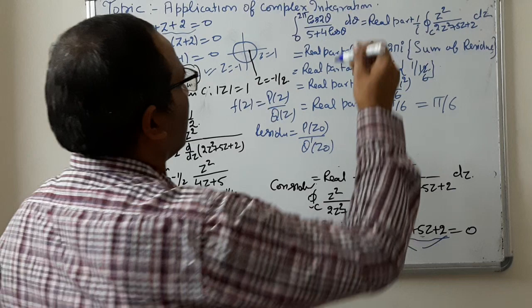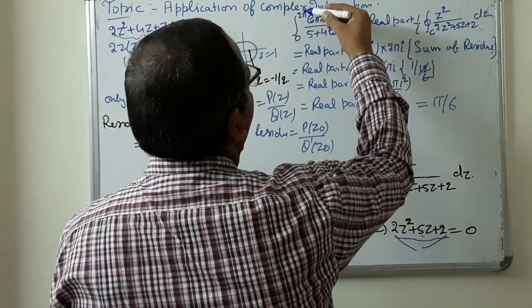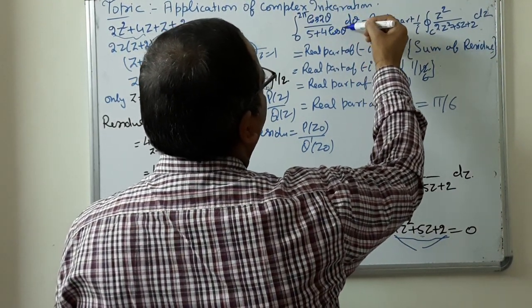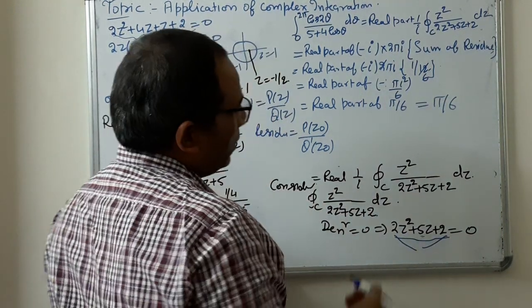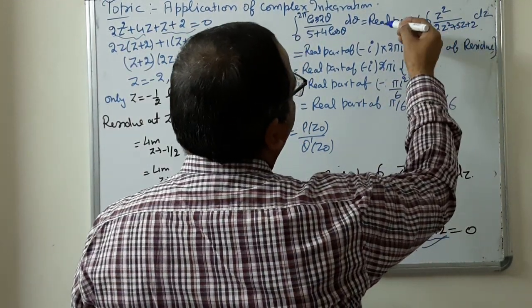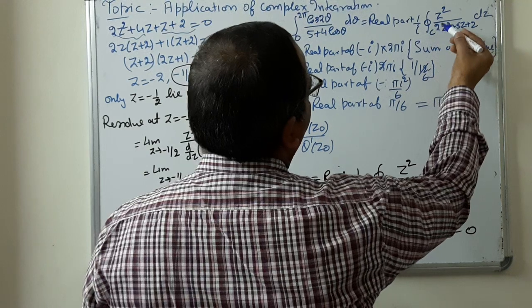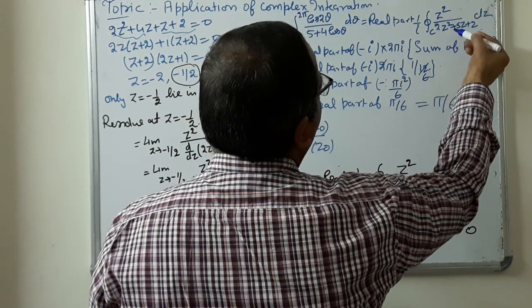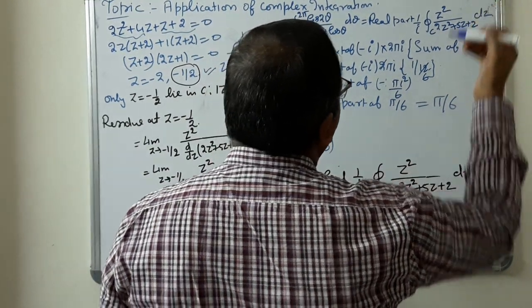Now comes the integration. So the given integration is the integral from 0 to 2 pi of cos 2 theta upon 5 plus 4 cos theta d theta. We already converted this to the real part of 1 upon i, integration of z square upon 2z square plus 5z plus 2 dz.